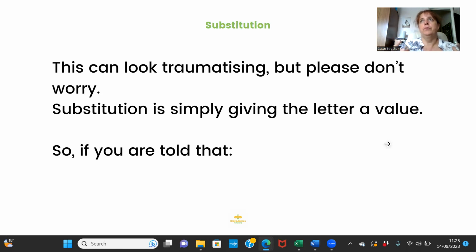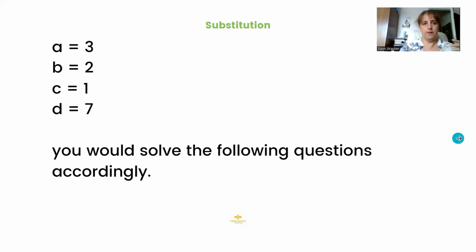So, for example, in the examples we're going to use, we're going to say that A is worth 3, B is worth 2, C is worth 1, and D is worth 7. The questions that you're given could be worth anything, but just to keep life easy, they are the numbers that we're going to use.